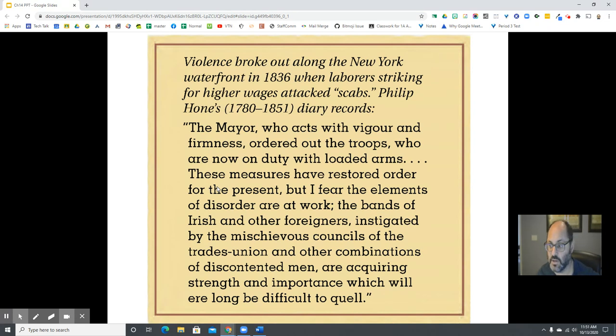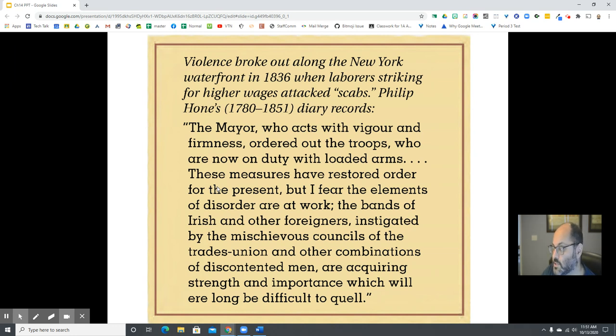Assumably with an audience of just himself. The mayor, who acts with vigor and firmness, ordered out the troops, who are now on duty with loaded arms. These measures have restored order for the present, but I fear the elements of disorder are at work. The bands of Irish and foreigners, instigated by the mischievous councils of the trade union and other combinations of discontented men, are acquiring strength and importance, which will ere long be difficult to quell.